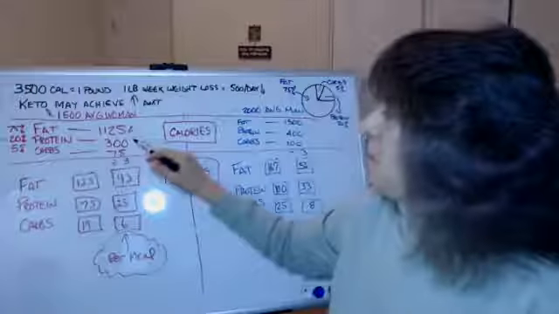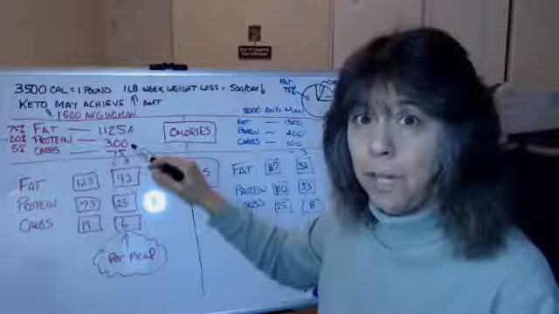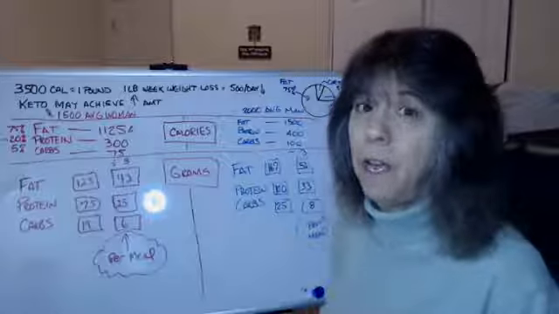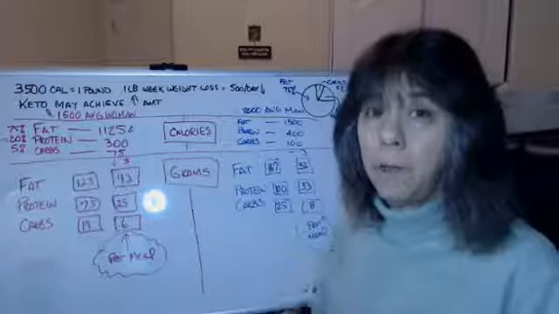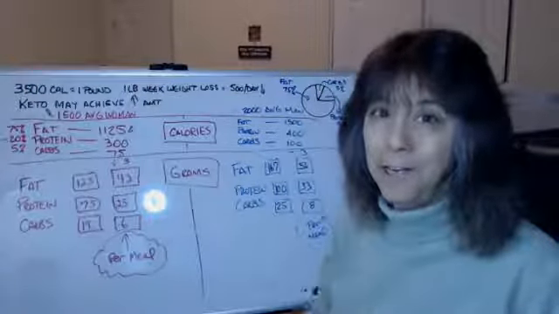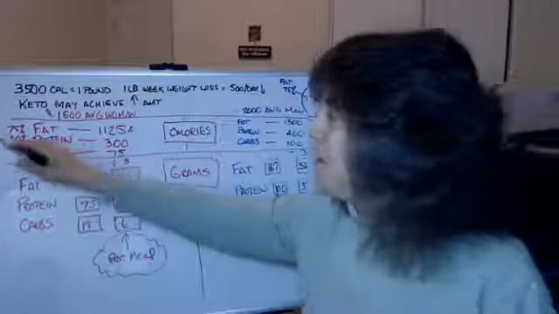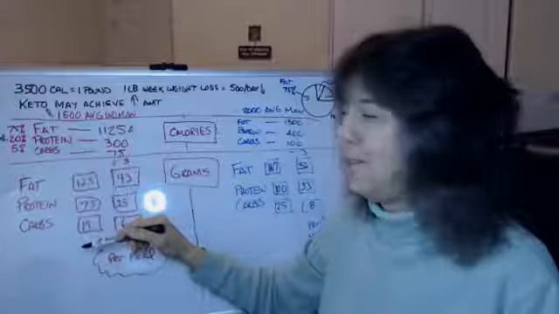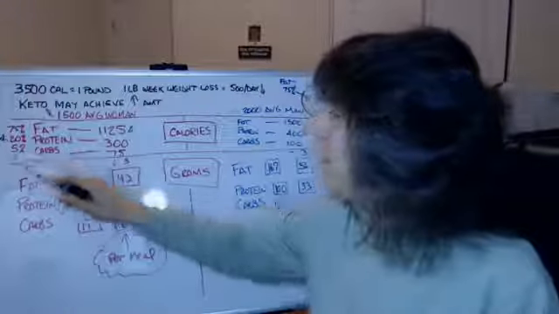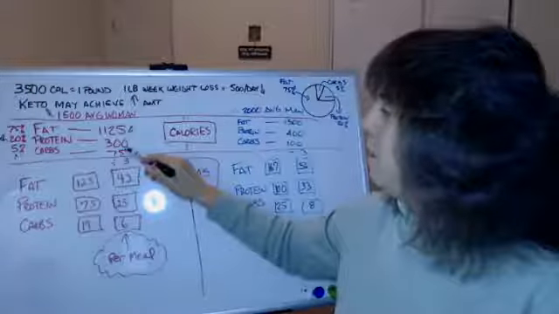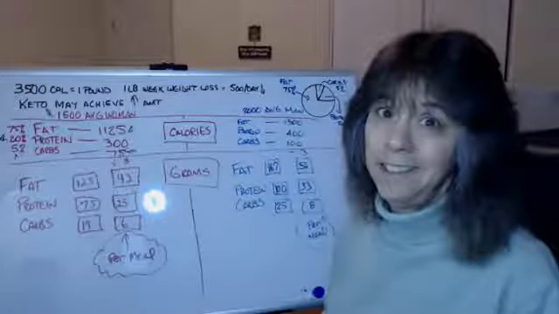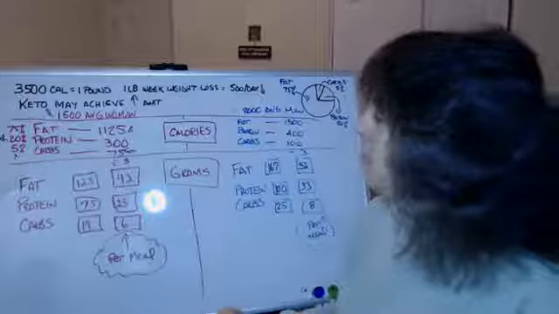20% is going to be 300 calories from protein. And I know you probably think, that's not enough protein. I'll talk with you about protein another time, okay? This is plenty of protein, I promise you. Okay, 5% carbs is 75 calories a day for women. That's it. So how do we break that down?